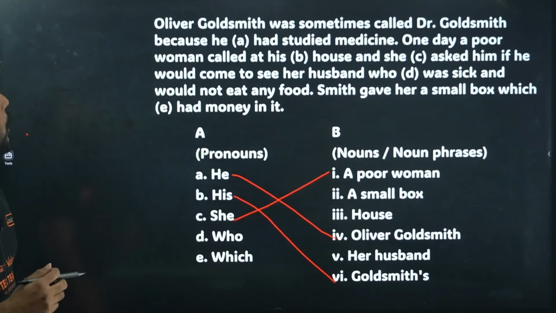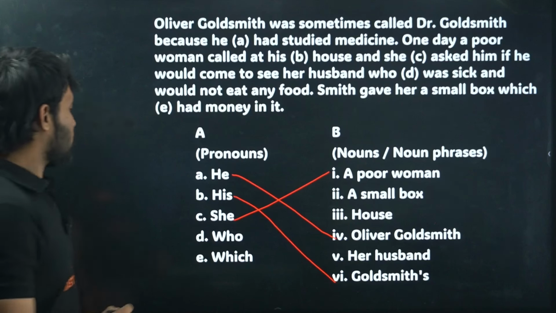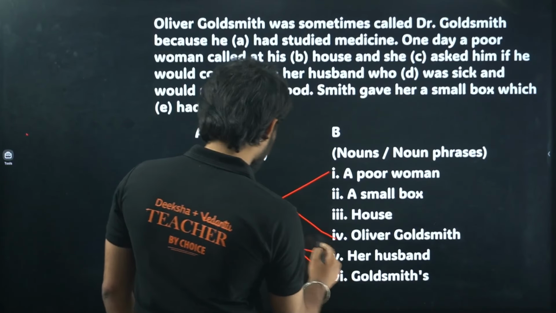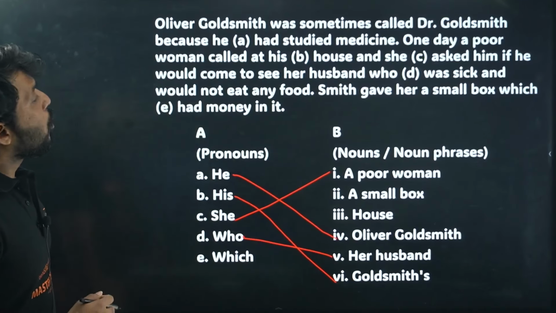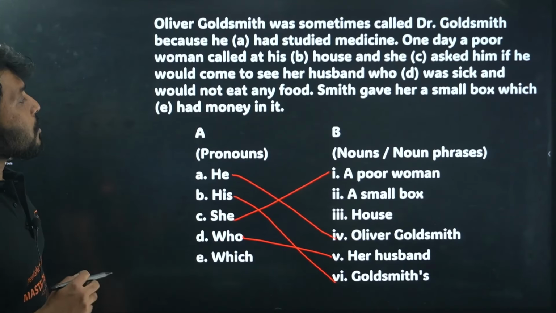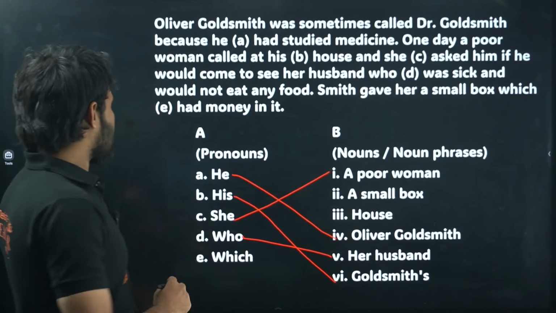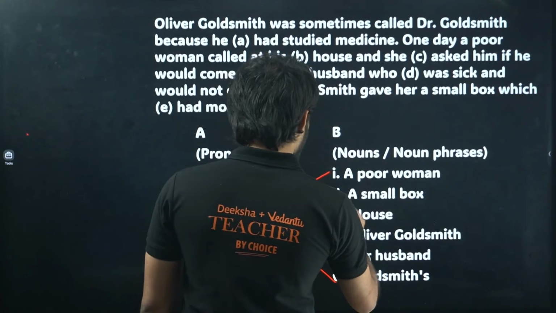And asked him if he would come to see her husband. Who? The "who" refers to the husband. Her husband, who was sick and would not eat any food. Smith gave her a small box which had money in it. So, "which" would refer to a small box.